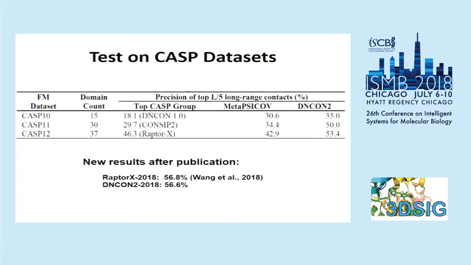The accuracy is here. And also we compare our method, DeepCon2, with the standard methods using co-evolution features with standard neural networks. You can see the accuracy actually is substantially better than all those methods on these 3 datasets. And after the publication, I noticed that RaptorX also used a convolution network and has improved the accuracy to 56.8%, and our method will also continue to improve now to a similar level. Then we can demonstrate that deep convolution network actually reached state-of-the-art performance.